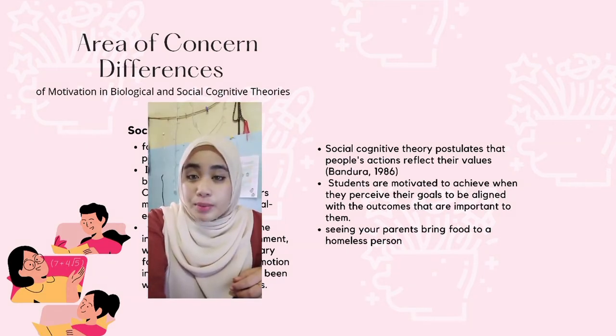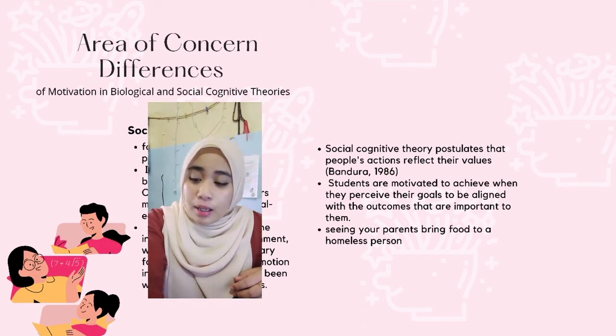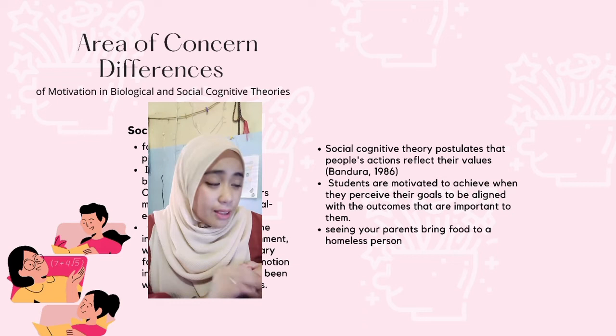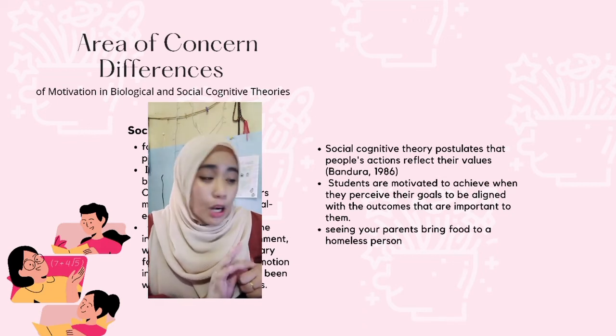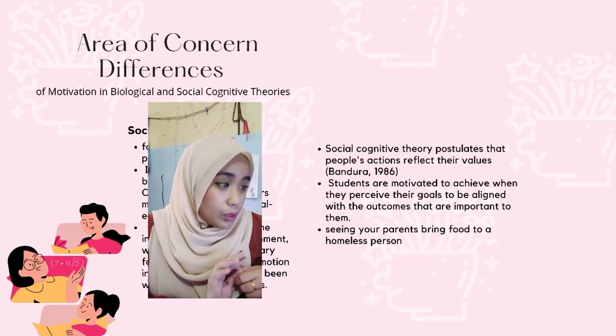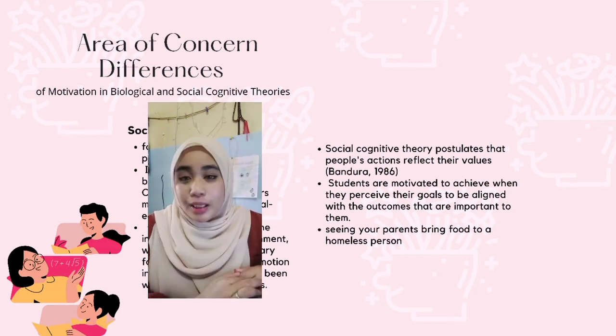According to Albert Bandura, one of the famous psychologists, social cognitive theory postulates that people's actions reflect their values. One of the examples that we can see in this theory is that students are motivated to achieve when they perceive their goals to be aligned with the outcomes that are important to them.